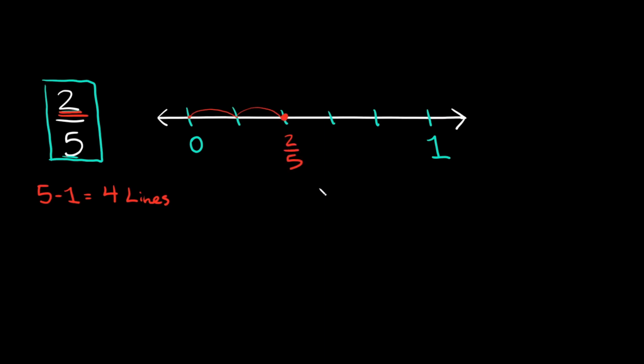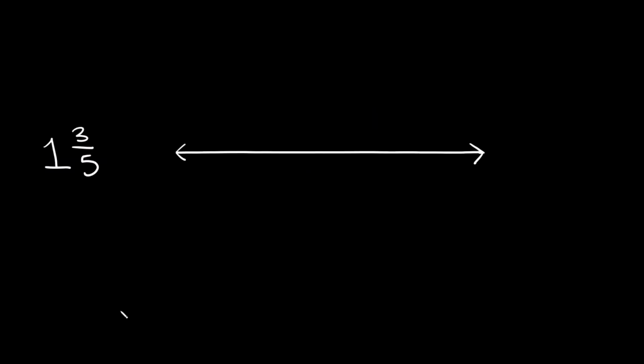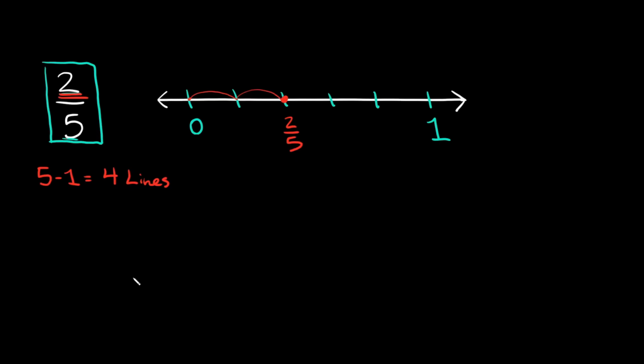Now let's do a couple mixed number examples. Okay, so here I have 1 and 3/5. How am I going to plot this? Well, my whole number right here always tells me where I'm going to start from. And what do I mean by that? Well, let's go back to this last example real quick. Here, all we had was a proper fraction, right? 2/5. But what if I turned this into a mixed fraction?